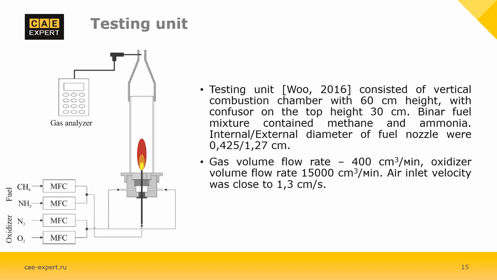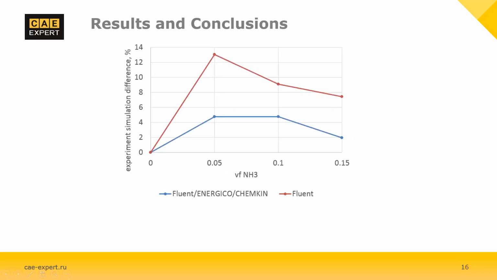The maximum measurement error under steady-state operation was plus minus 2 ppm. CHEMKIN results give overstated information no more than 5%. Add ammonia volume fraction equal to 5%.